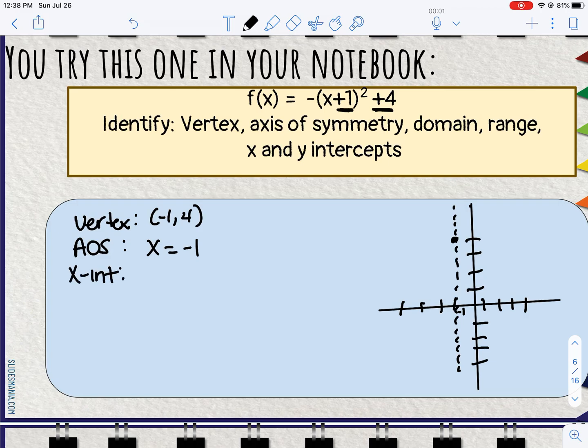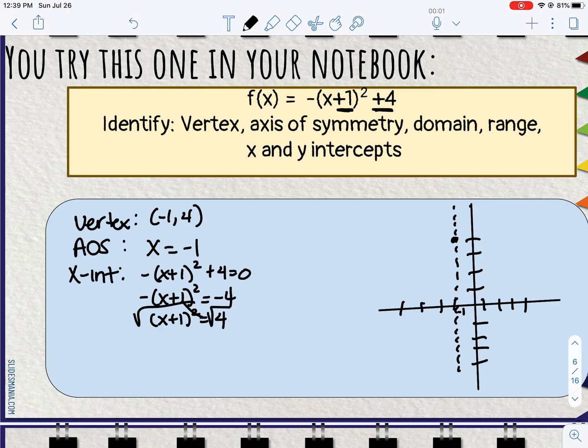So when we calculate x-intercepts, the value of y is 0. So I'm going to say negative x plus 1 squared plus 4 equals 0. And I'm going to solve this for x by using the square root method. So I'm going to have to subtract 4. There's a negative on both sides. So if I divide both sides by negative 1, that would make that 4 now positive. The opposite of squaring is square rooting, or the inverse there. So we're going to square root both sides.